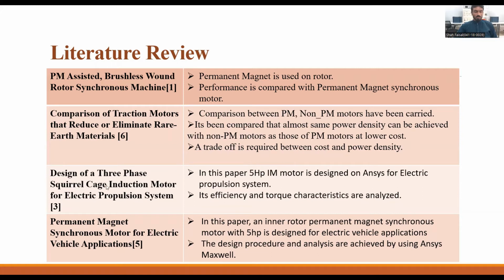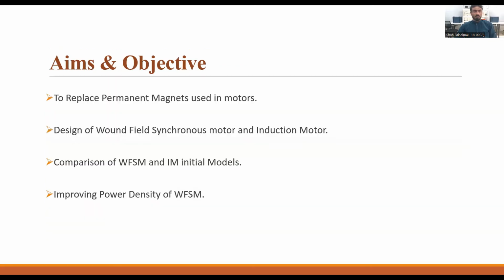The third paper is Design of Three-Phase Squirrel Cage Induction Motor for Electric Propulsion System. In this paper, a 5 horsepower motor is designed on ANSYS for electric propulsion, and its efficiency and torque characteristics are analyzed. The fourth paper is Permanent Magnet Synchronous Motor for Electric Vehicle Applications. In this paper, an annular rotor permanent magnet synchronous motor rated 5 horsepower is designed for electric vehicle applications, and the design, process and analysis are achieved using ANSYS Maxwell.